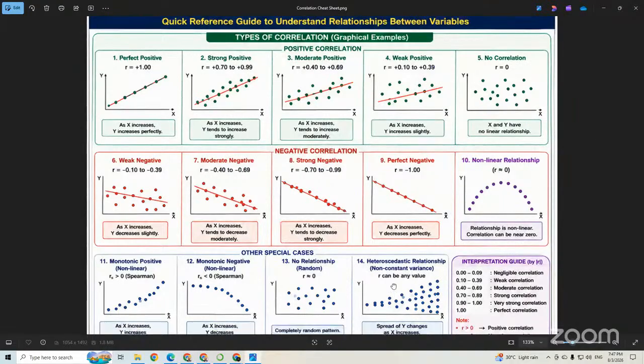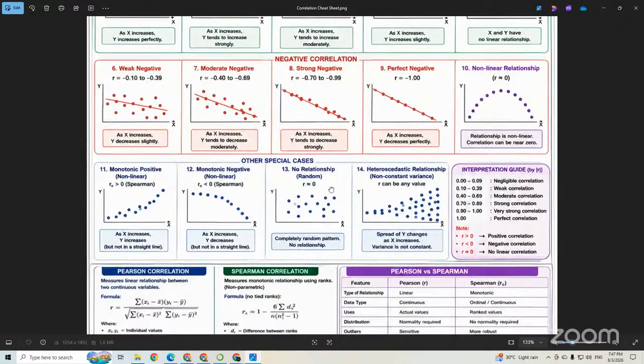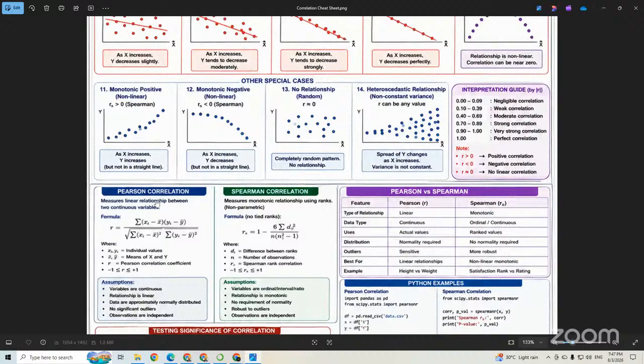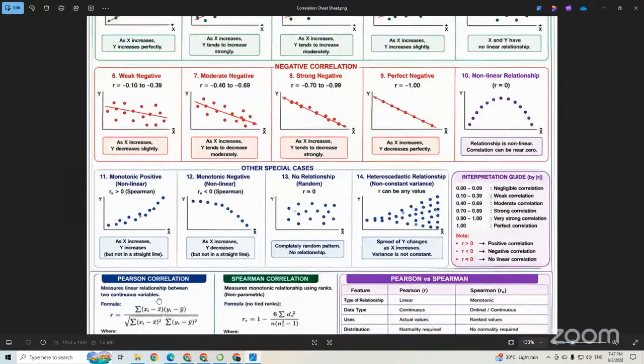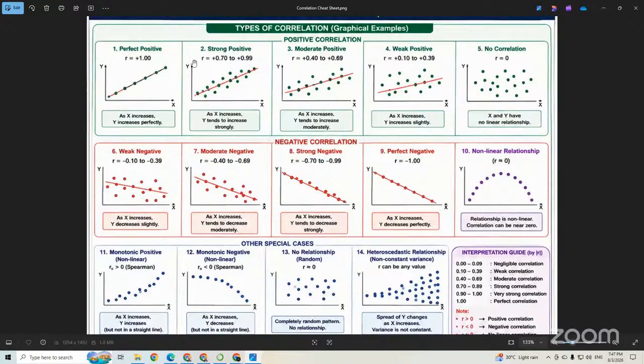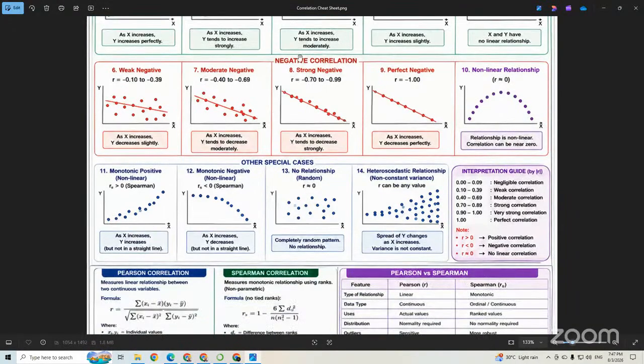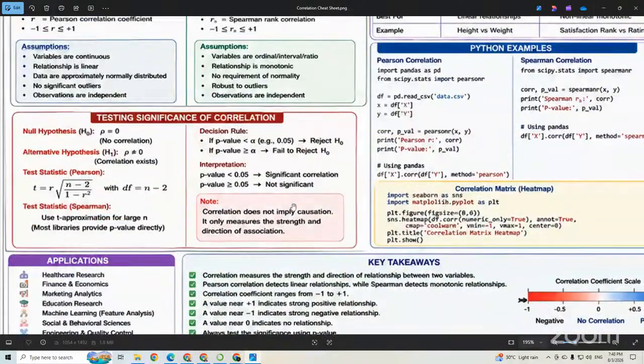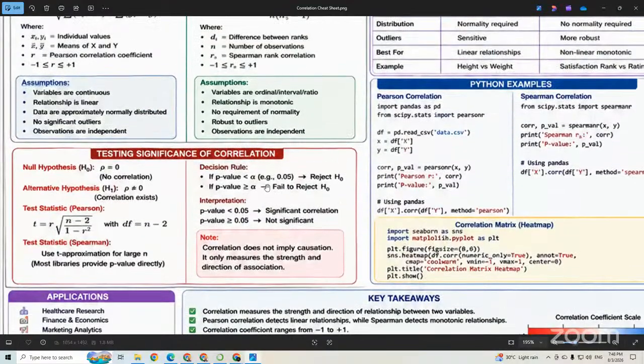Here you can see the other special cases. This is the Pearson correlation. We use Pearson correlation when we have the data with these assumptions: variables are continuous and the relationship is linear, the data are approximately normally distributed, there are no significant outliers, and observations are independent.